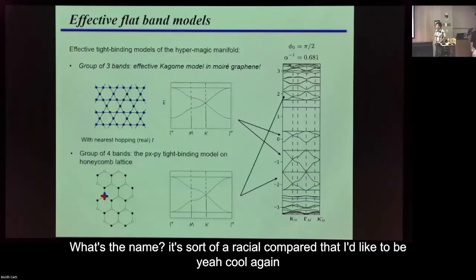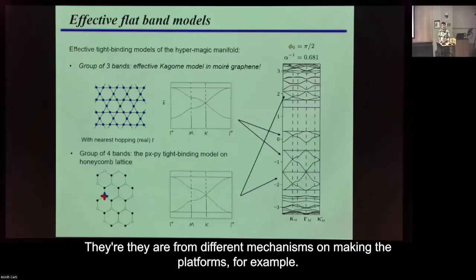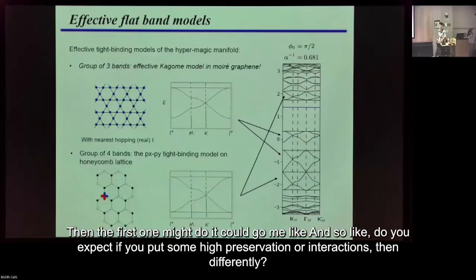Thanks for a great talk. There are a bunch of bands, and we're not sure, but they come from different mechanisms of making the black bands. For example, the first one might be Kagome-like, and the second one has some PSQ-like. So do you expect that if you put in some perturbation or interactions, these black bands will behave differently? Yeah, that could be.